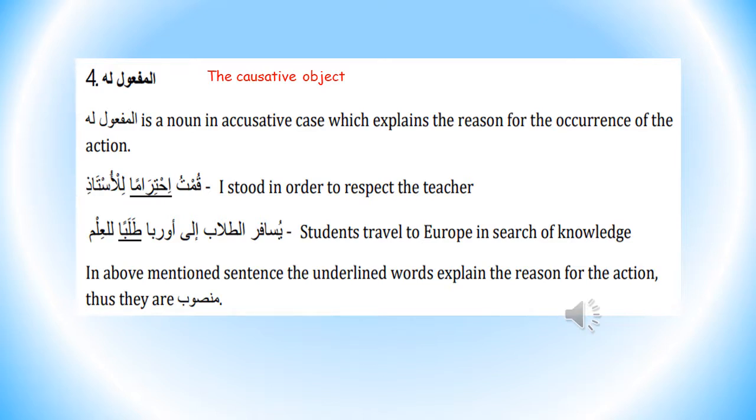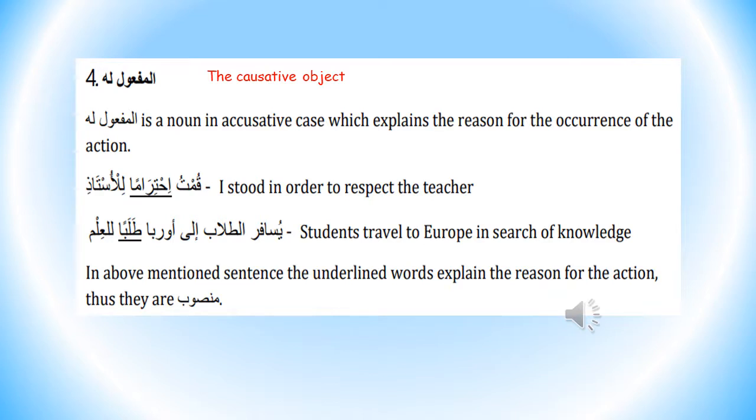So see the other example. Yusafir at-tullab ila urba talaban lil ilm. The students travel to Europe. For what reason? Why do they travel to Europe? Talaban lil ilm, in search of knowledge. Talaban means in search of. So that is al-maf'ul lahu, the reason. Reason as an object.